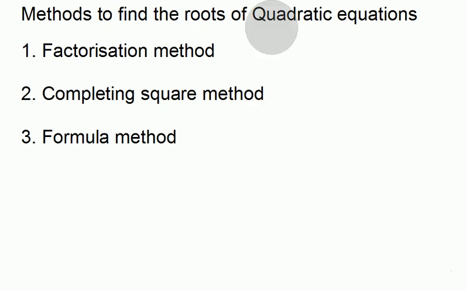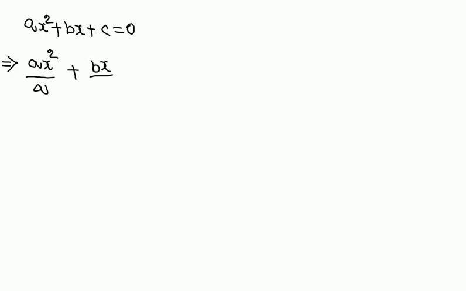So this method was introduced by Sridharacharya. Okay, so now let us derive the formula. Now the given quadratic equation is here ax square plus bx plus c is equal to 0. So divide both sides by a. Why? Because here a is not equal to 0. Then we can get ax square divided by a, first term, and the next term bx divided by a, and the third term c by a is equal to 0.